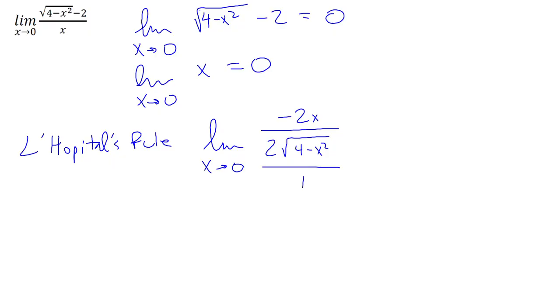And so now we can just evaluate this when x is equal to 0. We end up with 0 over 2 times the square root of 4, all over 1. I don't need to write that. That just comes out to be 0. It's no longer indeterminate. And the value of this limit is 0.